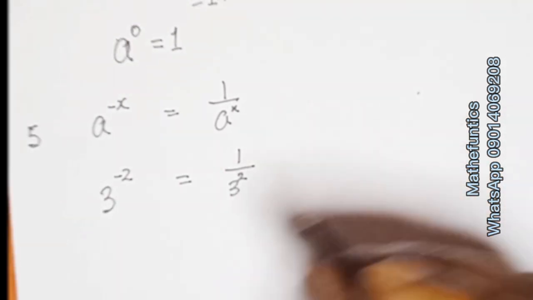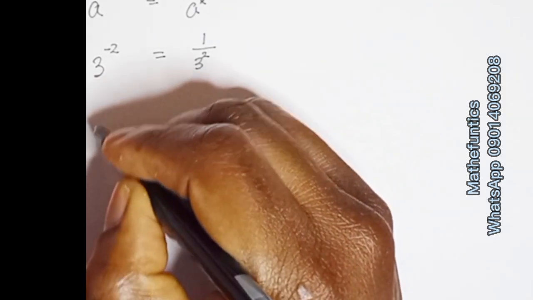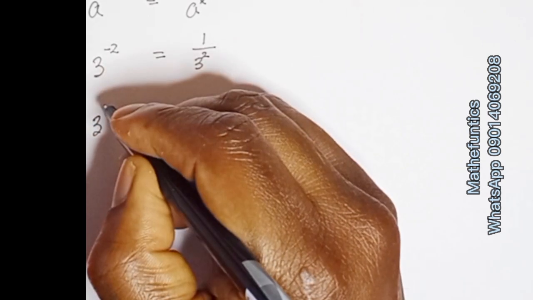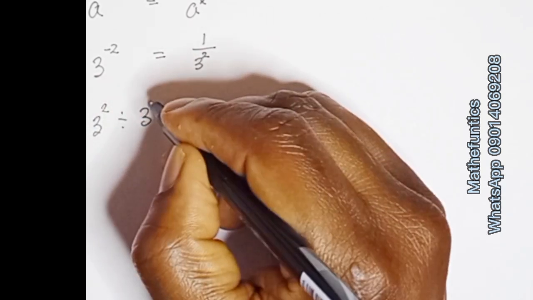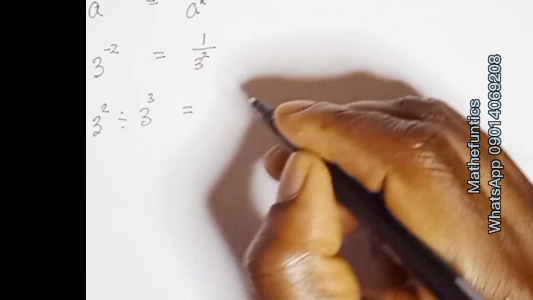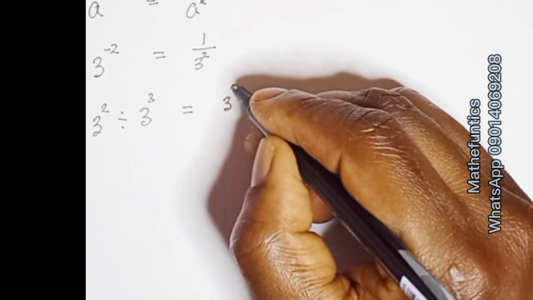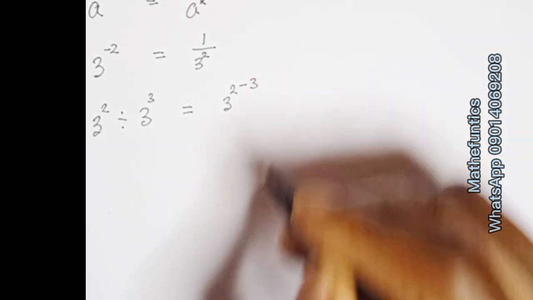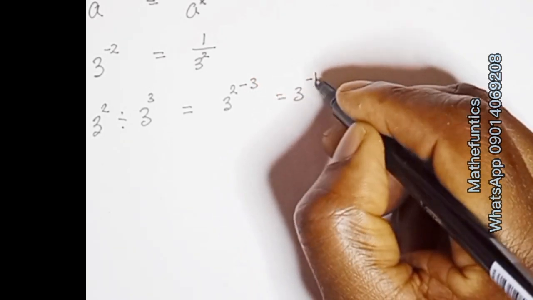How did we come by this? Let's cast our mind back to the second rule we talked about, that division rule. Let's say I have something like 3 raised to power 2 divided by 3 raised to power 3. This would be 3 raised to power 2 minus 3, isn't it? And this will give me 3 raised to power minus 1.